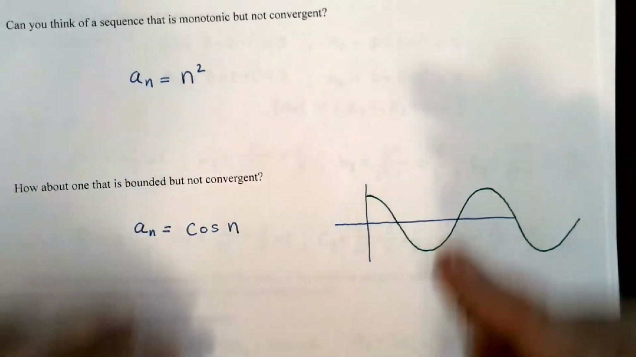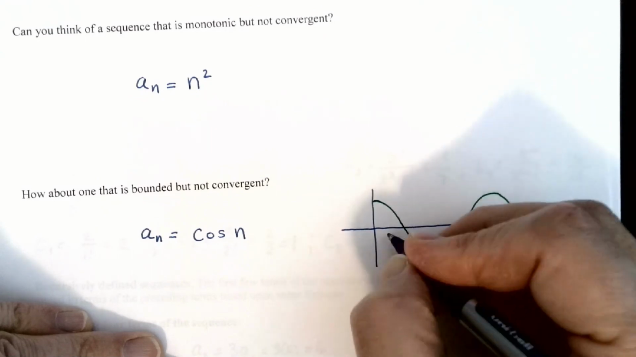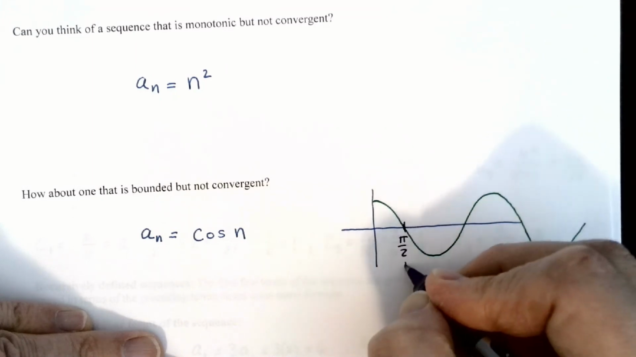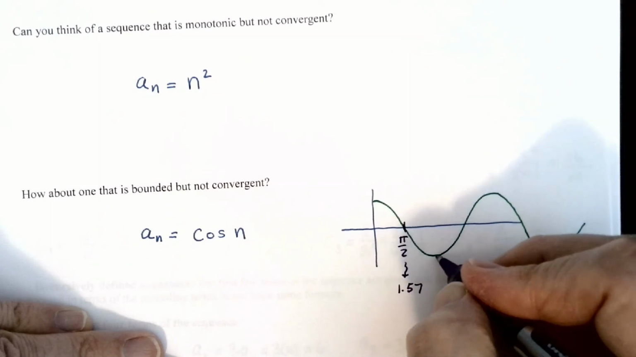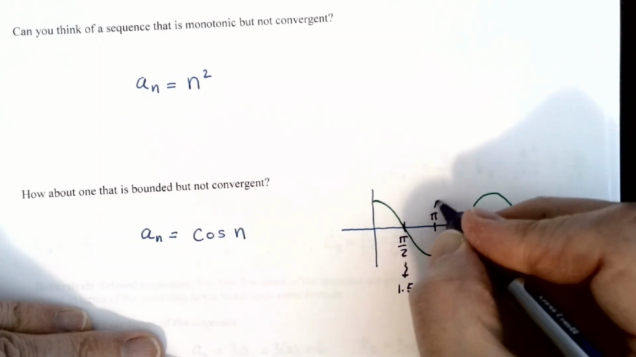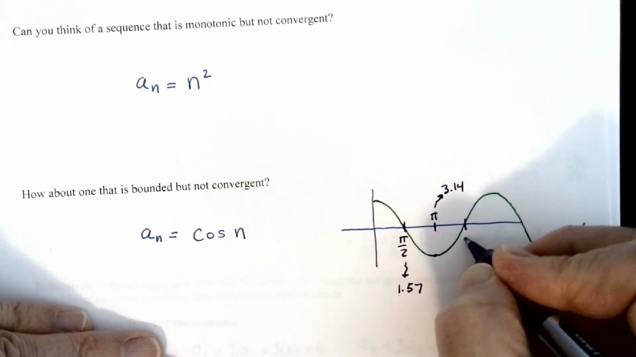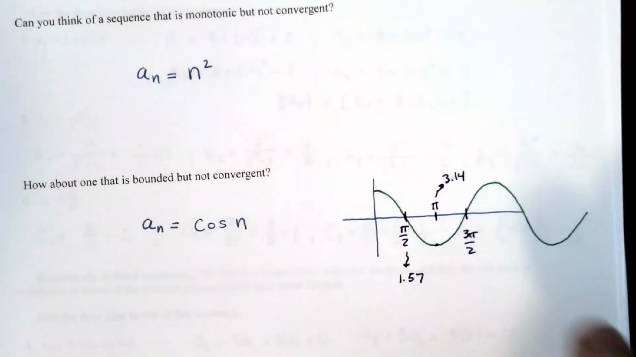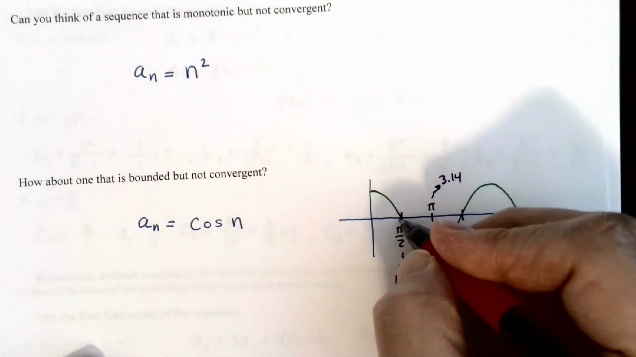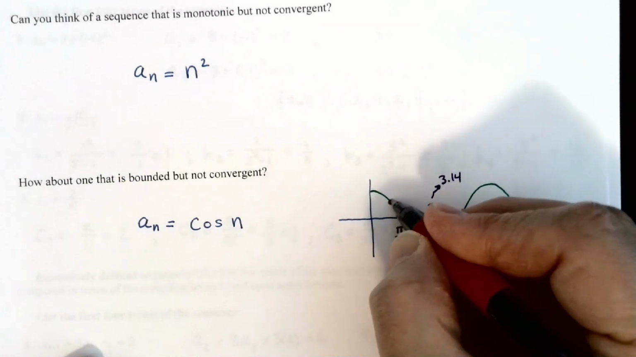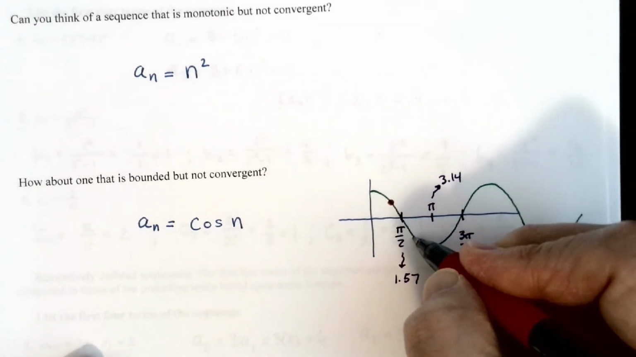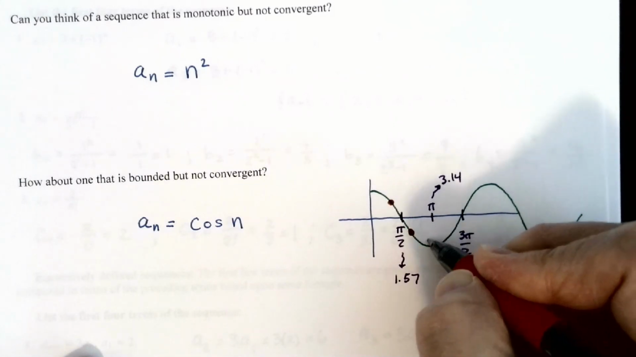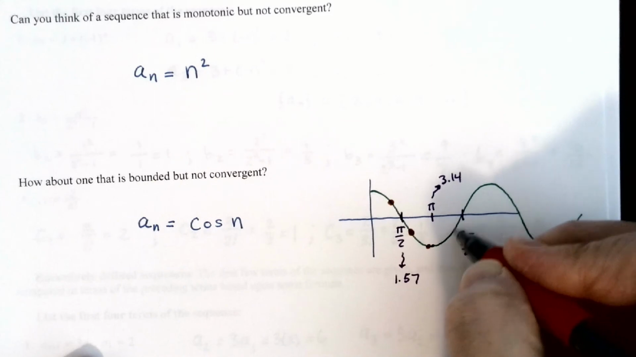Cosine of 1 is going to be a positive number, less than 1. Here is cosine of pi over 2, which is about 1.57, and negative 1 at cosine of pi, which is about 3.14, and then we're back here at 3 pi over 2, and so on. Cosine of 2 is going to be down here, negative. Cosine of 3 is just shy of pi, so it's still negative. Cosine of 4 is negative.